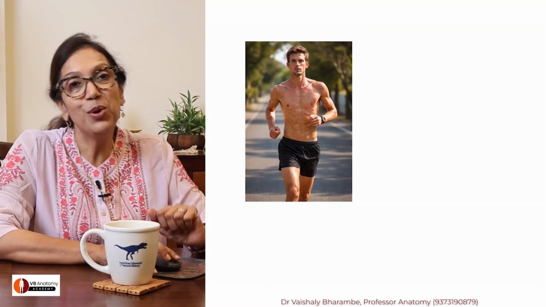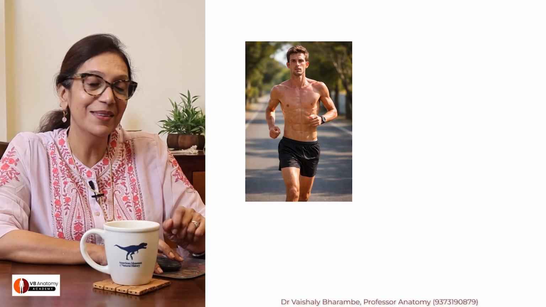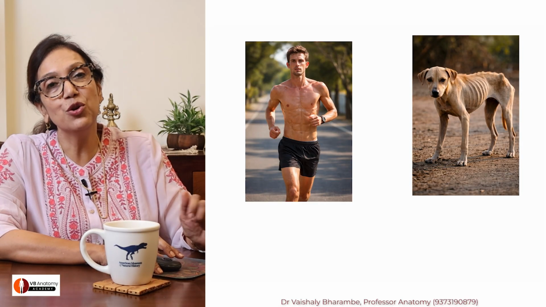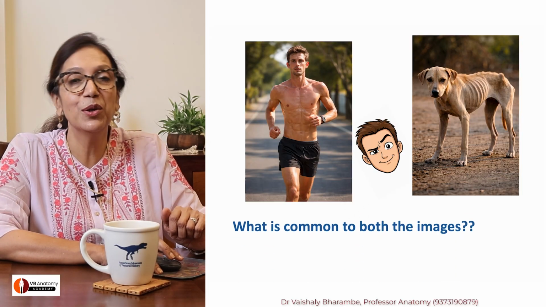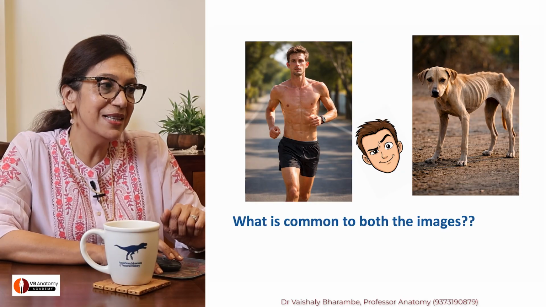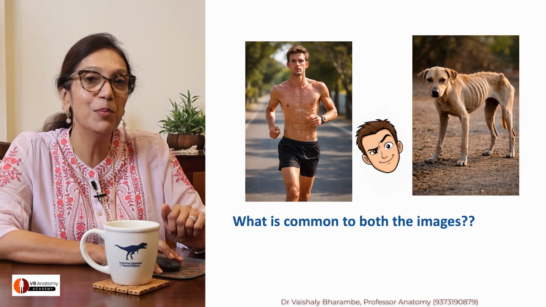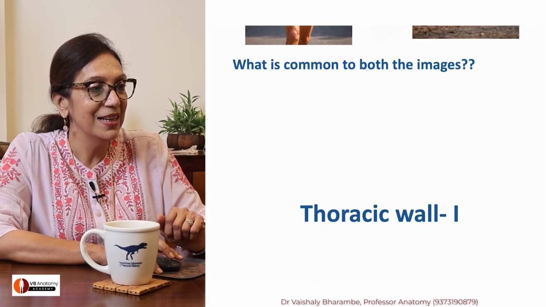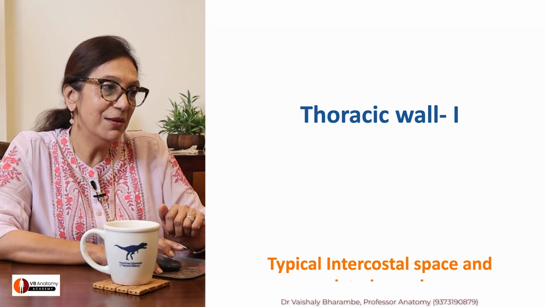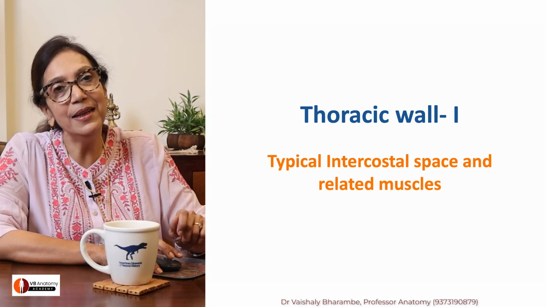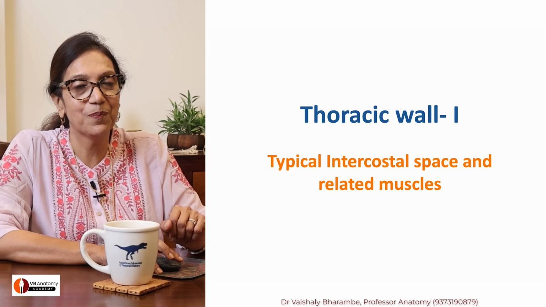What is this nice boy doing running on the road? Probably a Saturday morning jog. And why is this dog on the screen too? What do both of them have in common? Obviously, what is common is they both have a rib cage. They both have a thoracic wall, which is the topic for today, thoracic wall part 1, in which we will be discussing a typical intercostal space and related muscles.